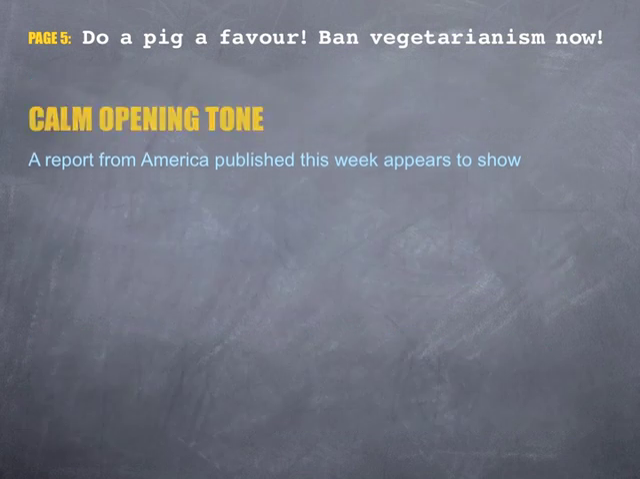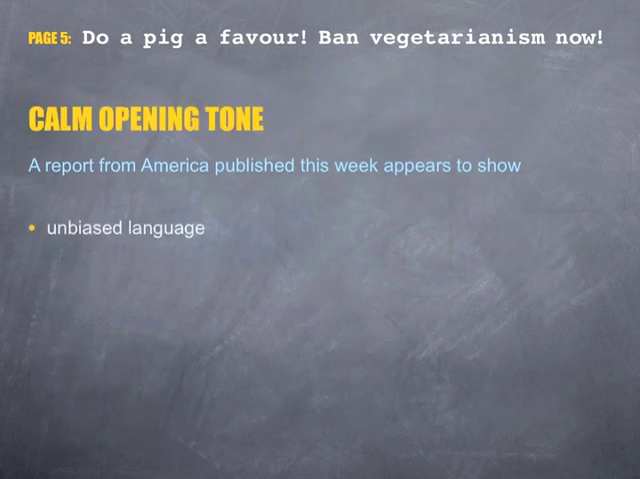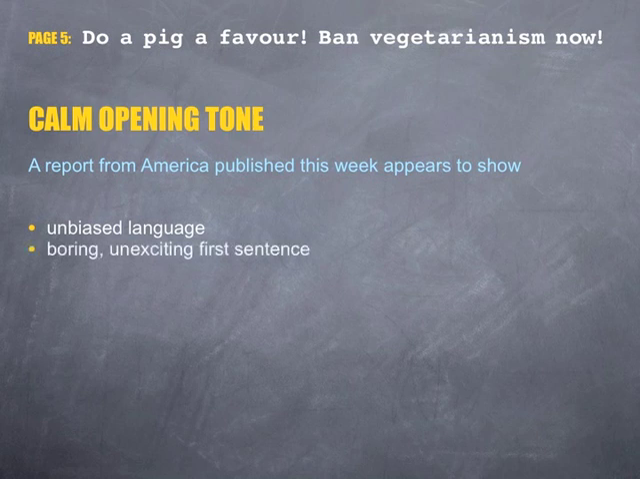This opening to the article uses calm, unbiased language. It is also quite boring and unexciting as a first sentence. The key word here is appears, because it is a harmless and safe word which contains no opinion or bias. Here's a model response using P.E.E.